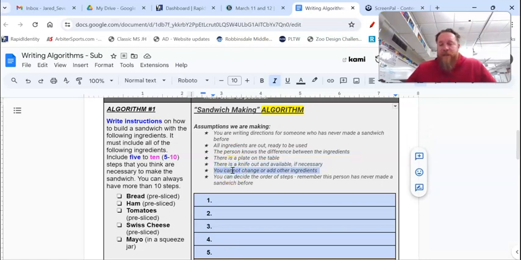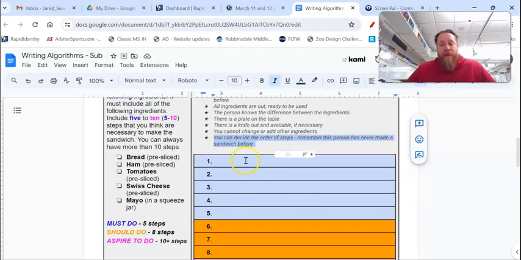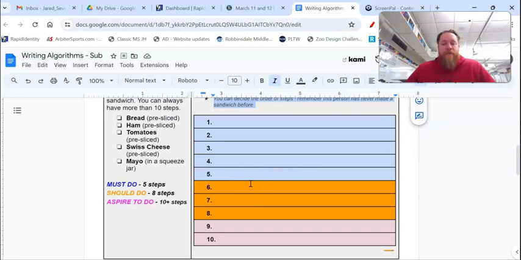You can't change or add other ingredients, so it needs to have those 5 things over here on the left. And this person has never made a sandwich before, so you determine what those steps are going to be. You're either going to write them in the boxes if you're doing this on paper, or you can just type in your answers in this chart.